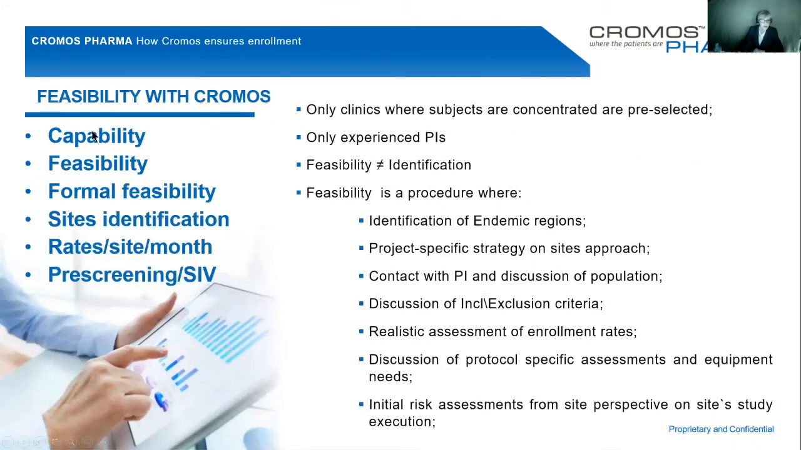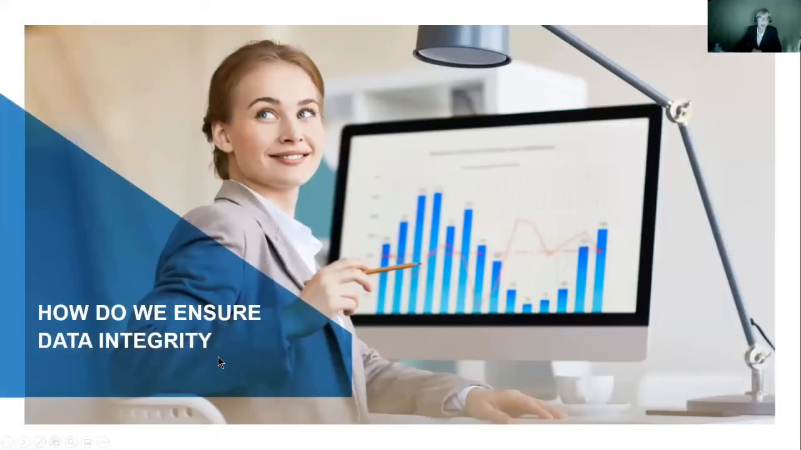So this is just a quick overview of capability to feasibility to formal feasibility, site ID, and then the rates per site per month, and the last step being we'll get the approval and we will schedule the site initiation visits. By that time we will have pre-screening logs and numbers from those sites and sometimes also from the referral sites that work with them. So this slide just explains that in a little more depth, but this is the way it works, and this is how we know our numbers are going to be correct.